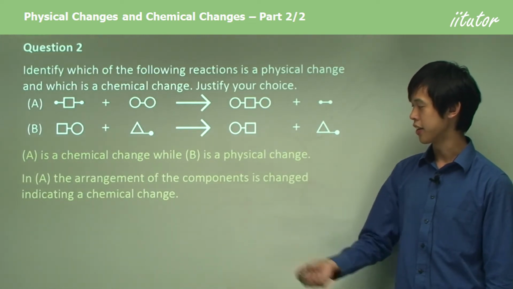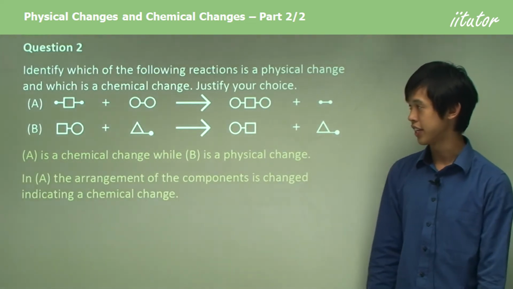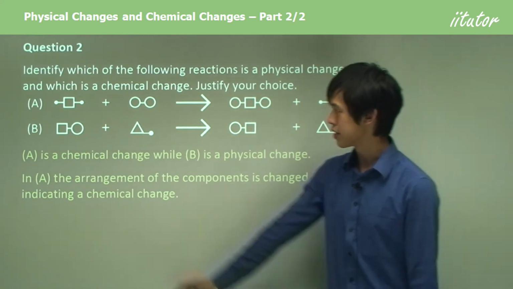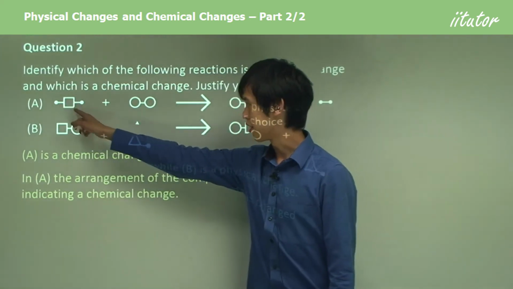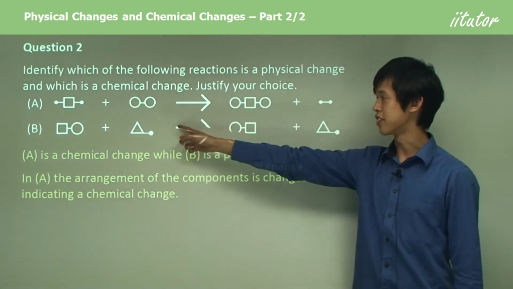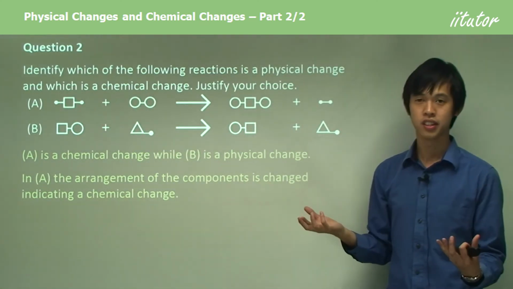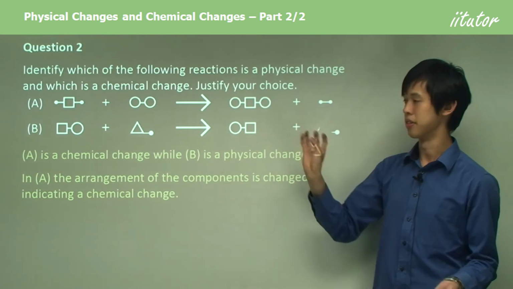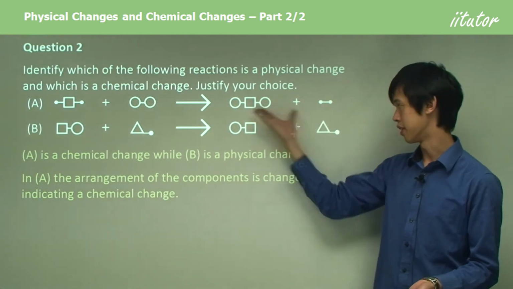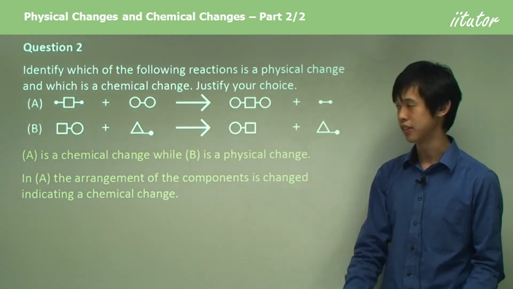In A, the arrangement of components is changed, indicating a chemical change. So what that means is, essentially, you've got these dots and these circles, and you see they're rearranged now. These lines connecting them are all different. So you've changed the chemicals, essentially, into new chemicals on this side. So it's a chemical change.